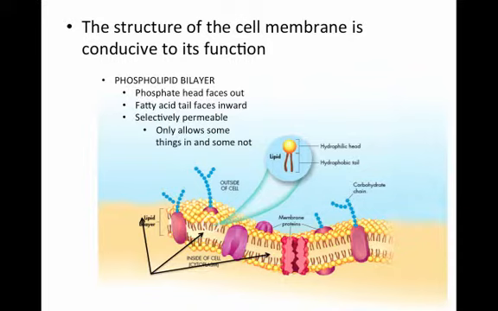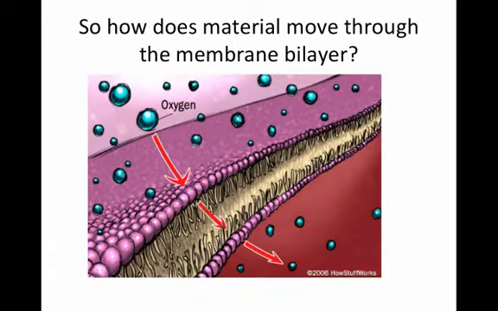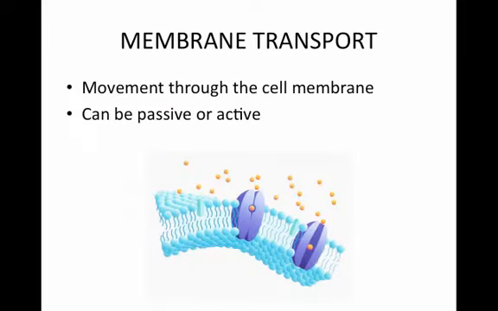The cell membrane or plasma membrane is selectively permeable, meaning that it allows some things in and out and not others. So how does material move through this bilayer? There are transport proteins that act as little conductors or conveyors for particles to move in and out of the cell. They can be passive where energy is not used, or they can be active where energy is used.